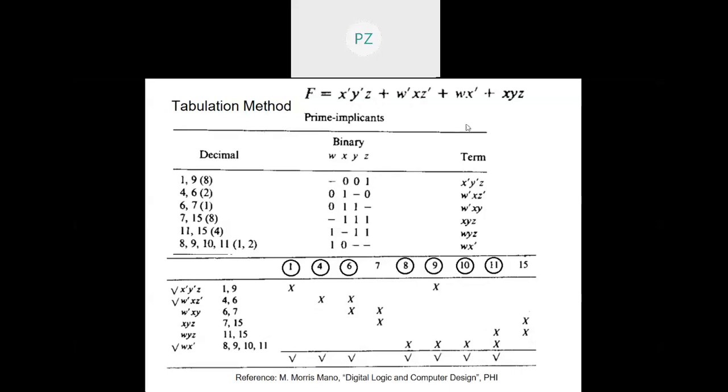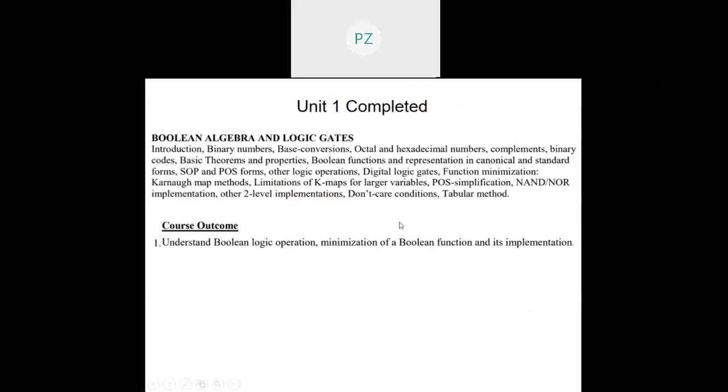In fact, yes, before stopping, let me tell you that we have completed, this takes me to the end of unit 1. This is taken from the syllabus that I've shared with you already. Let us see the topics. Introduction, binary numbers, base conversions, all this we have studied, right? Octal and hexadecimal numbers, complements we have seen, r's complement, r minus 1's complement, binary codes we have seen, XS3 code, Gray code, all those, basic theorems and properties we have seen, Huntington postulates and the basic theorems, Boolean functions and representation in canonical and standard forms.